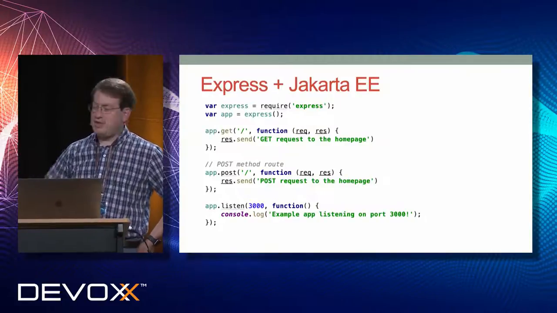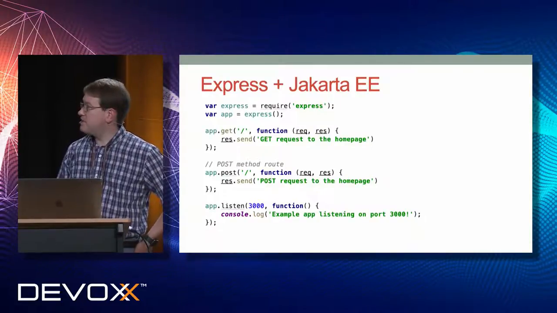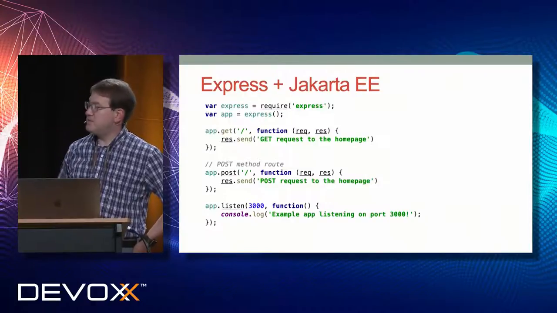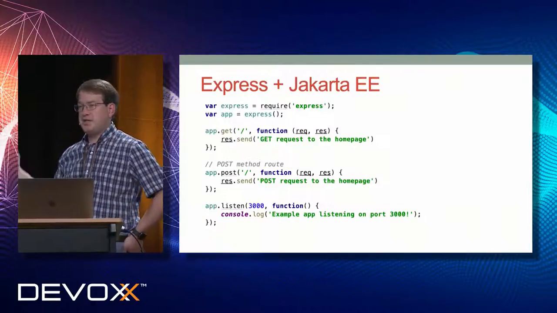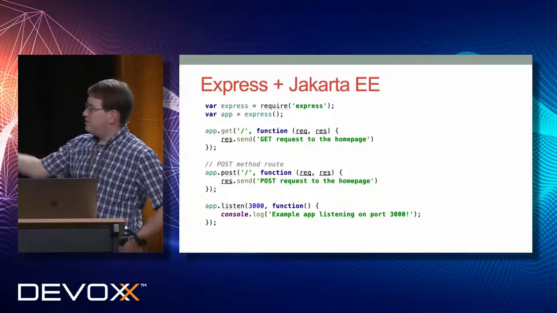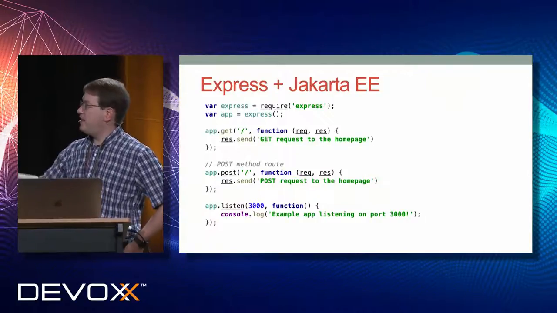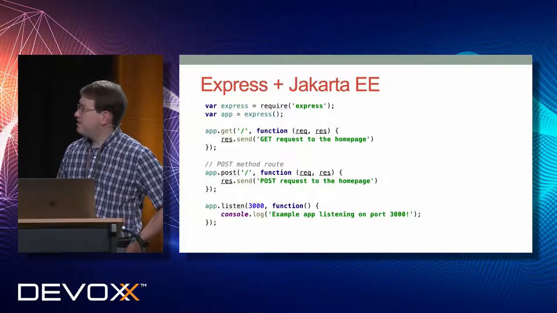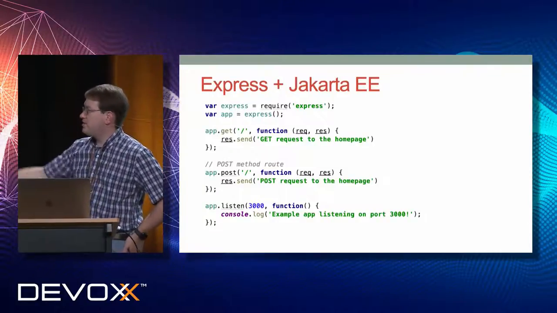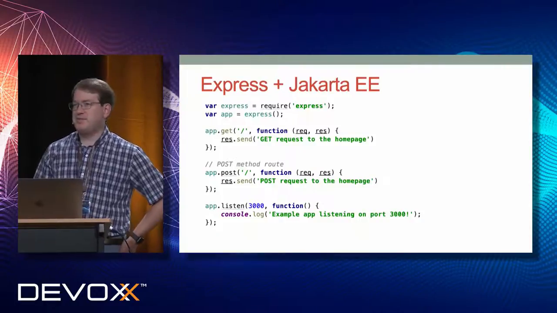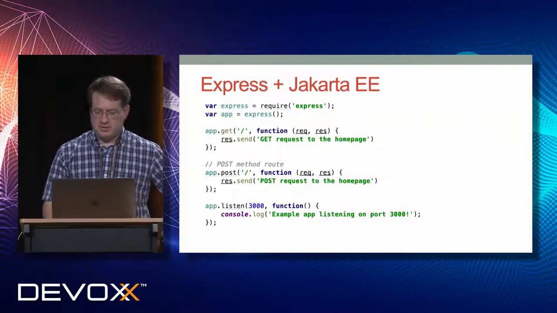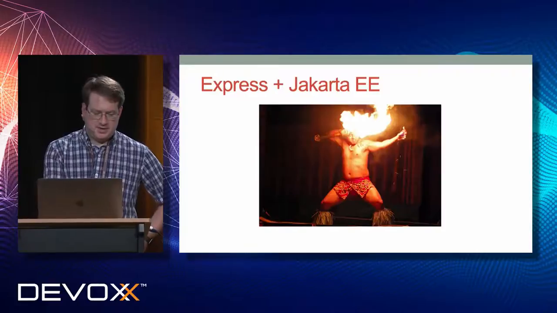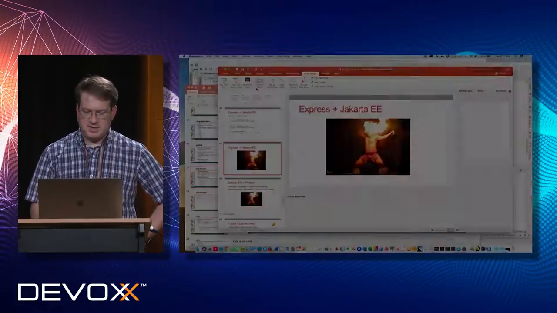I fire up Express, so on the top line is a require for Express, you know, set up my different routes, the URLs that it's going to respond to and what content is going to be returned. So if you hit just, you know, port 80 slash, or in this case, port 3000 slash, it returns, you know, get the request to the home page, et cetera, down below. So this is a very, very simple framework to work with. So that's Express. Now let's hop over and take a look at the Express application.